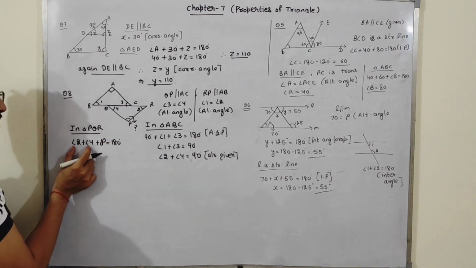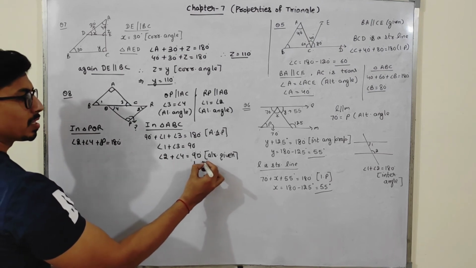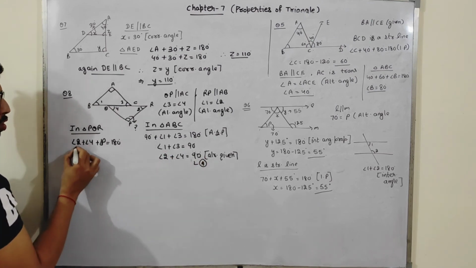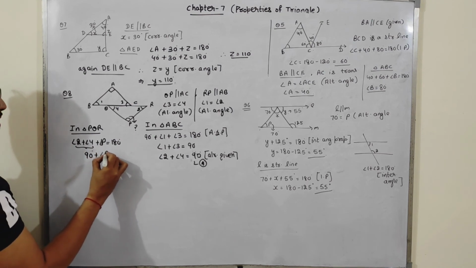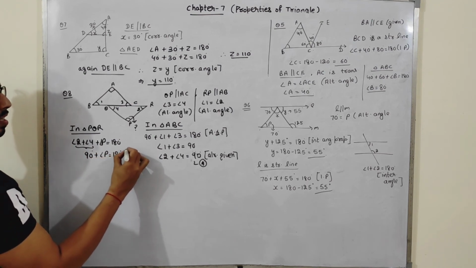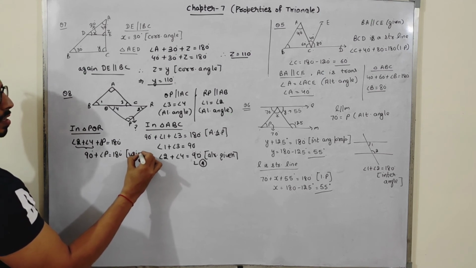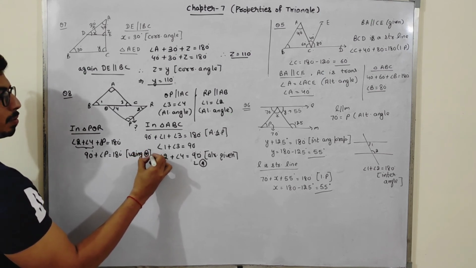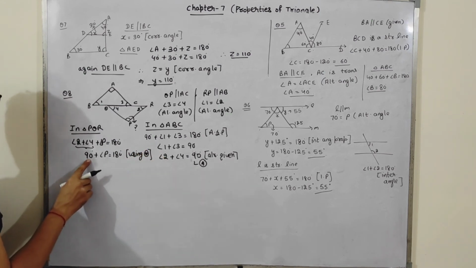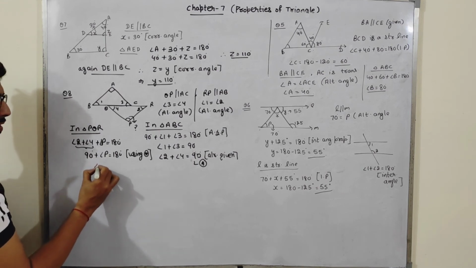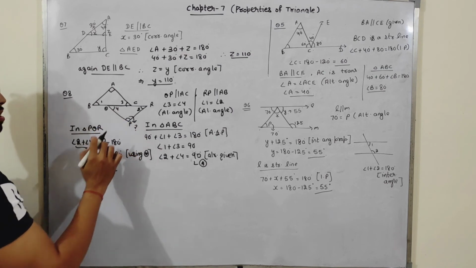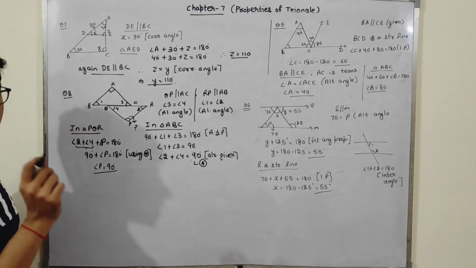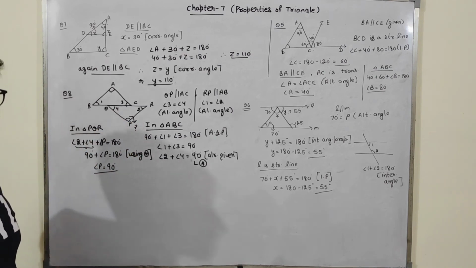But angle 2 plus angle 4 is 90 degrees, so I can put the value of these two as 90 degrees, plus angle P is equal to 180 degrees. The reason is using star. I am using this star equation. This is positive here, when it goes here it will be negative. So 180 minus 90 will be 90. So this is our required answer: angle P is equal to 90 degrees.